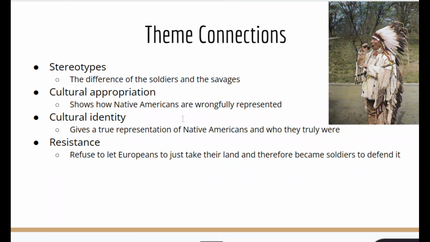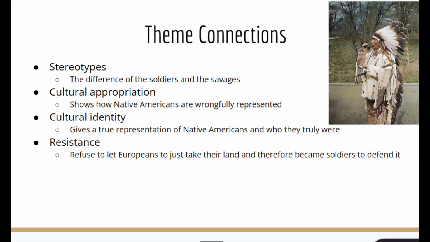And then cultural appropriation. It just really shows how Native Americans are wrongfully represented a lot of the time. In this art piece, they are not. However, they are represented well, known to be soldiers. But all throughout the semester, like I said already, they were wrongfully represented in any sort of way, whether it was the art unit, music unit, film unit, whatever. And then we have cultural identity, and this kind of goes with cultural appropriation. But the piece just really gave us a true representation of Native Americans and who they truly were.